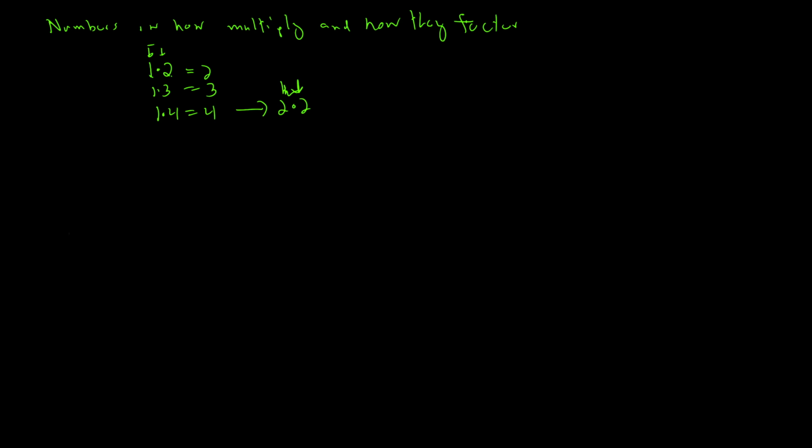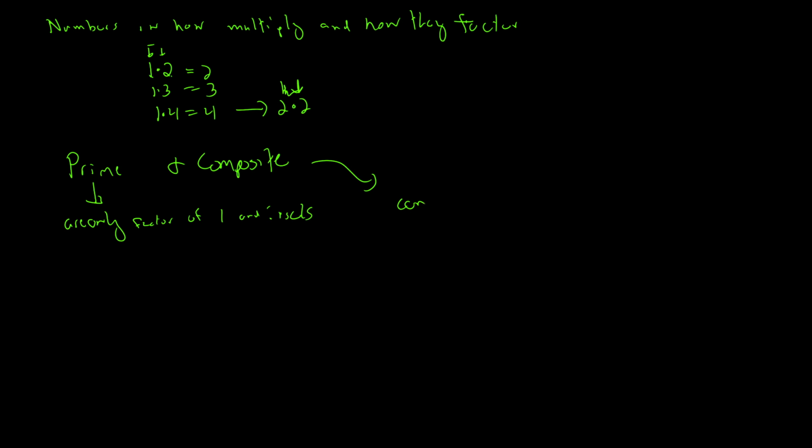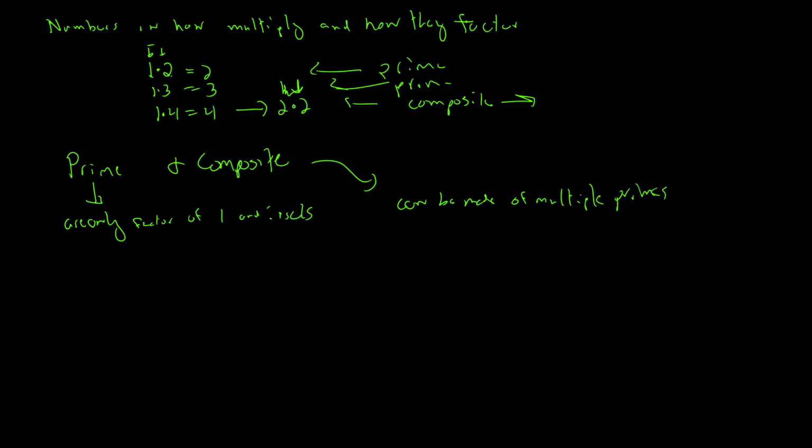And what it's going to do is bring into play two types of numbers: prime numbers and composite numbers. Prime numbers have only factors of 1 and itself. And a composite can be made of multiple primes. So 2 was prime because its only factors were 1 and 2. 3 was prime because its only factors were 1 and 3. But 4 is a composite. And we could write 4 in what we're going to call its prime factorization as 2 to the second power, because there are the prime numbers that make up 4, and we write them in terms of powers.